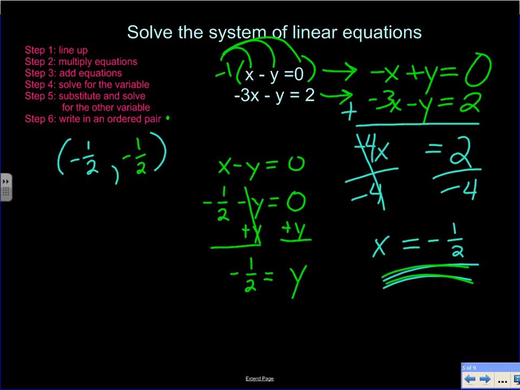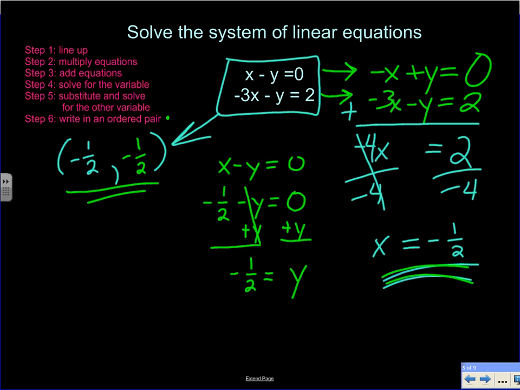Now write it as an ordered pair. That is your final answer right there. The two equations that we started out with, this system of equations right here, are going to intersect at that point right there. Negative 1/2, negative 1/2.